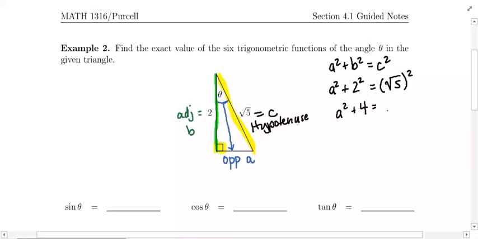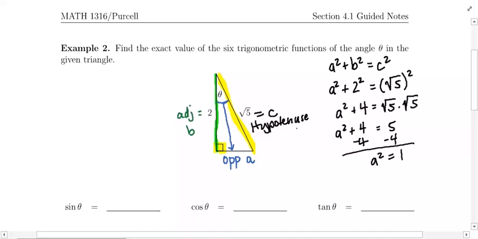If you have the square root of 5 times itself, remember what happens. If you take a square root and multiply it by itself, the square roots go away and you just get what's underneath. So this gives you 5 on the right. We have A squared plus 4 on the left. We're solving for A, so we need to get the A squared by itself. So we're going to subtract 4 from both sides. We get A squared is equal to 1.